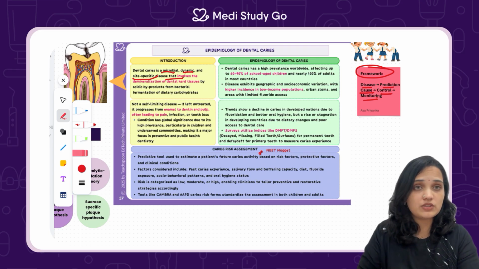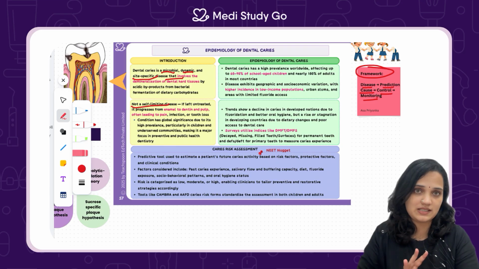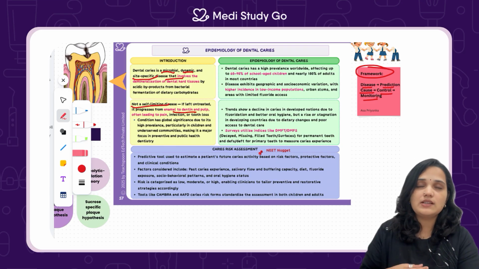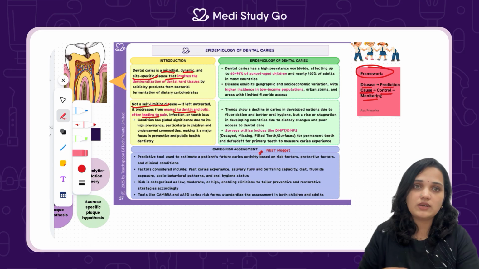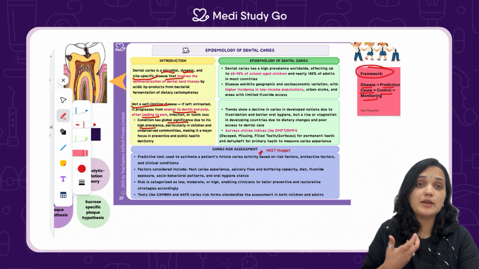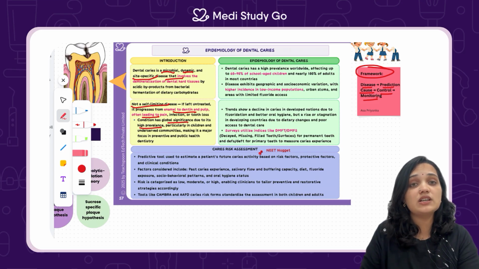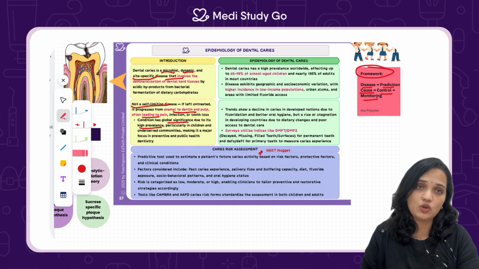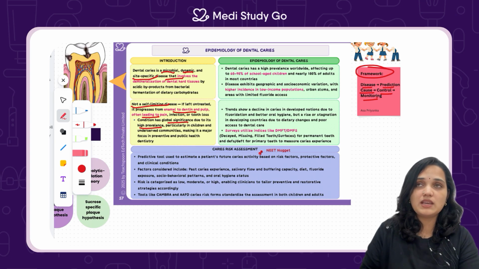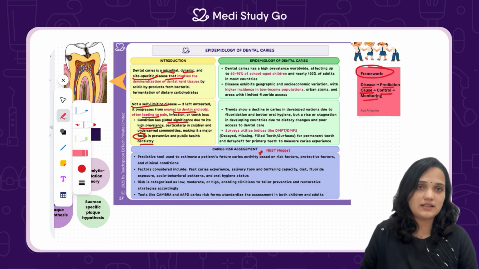One important thing to remember here is that dental caries is not a self-limiting disease. Unlike some infections, it doesn't resolve on its own. Caries continues to progress until it's treated. Because of its high prevalence worldwide, it's also considered one of the most significant chronic diseases affecting humans, particularly children and underserved communities, making it a major focus in preventive and public health dentistry.